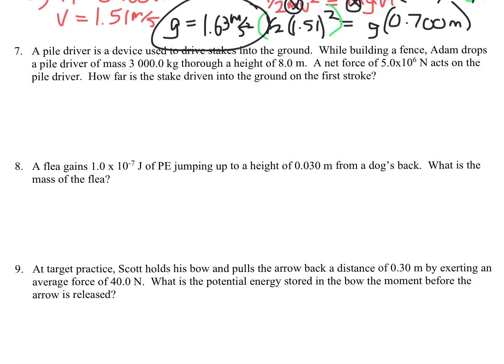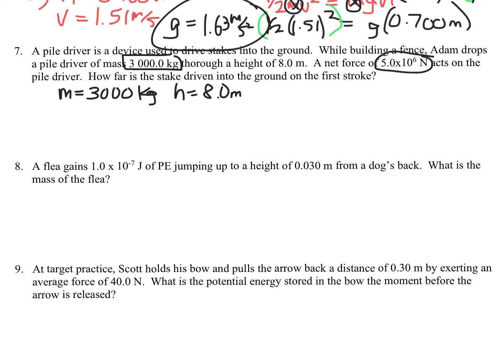Number 7, it says a pile driver is a device used to drive stakes in the ground. Yeah, a pile driver is like this big cylinder that's dropped onto something, and then it just, boom, pounds it into the ground. So they're building a fence. They drop a pile driver that has a mass of 3,000 kilograms. Wow, so that's something heavy. 3,000 kilograms. And it's from a height of 8 meters. Wow, so big mass, big height. This is going to have a lot of potential energy.